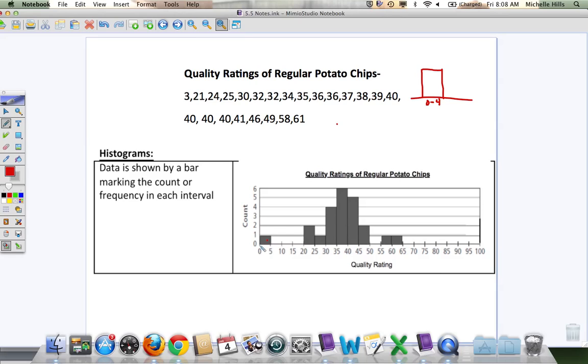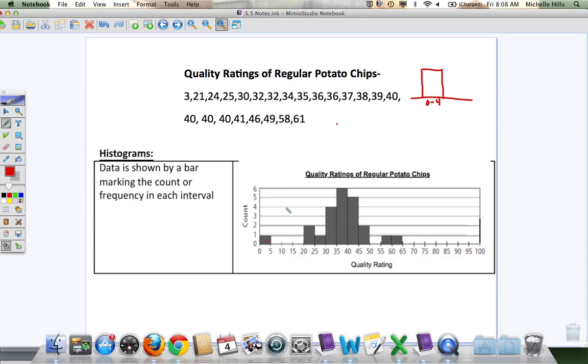So if this one starts at 0, the next one has to start at 5, and the next one starts at 10. So you'll notice when you get over to 20 to 25, well, it says there are two values in there. That's because 21 and 24 are the two values that fall between the 20 to 25 range. So 20 to 24. And then this 25 goes in the next interval because this interval starts at 25 and ends at 29. This one starts at 30 and ends at 34.